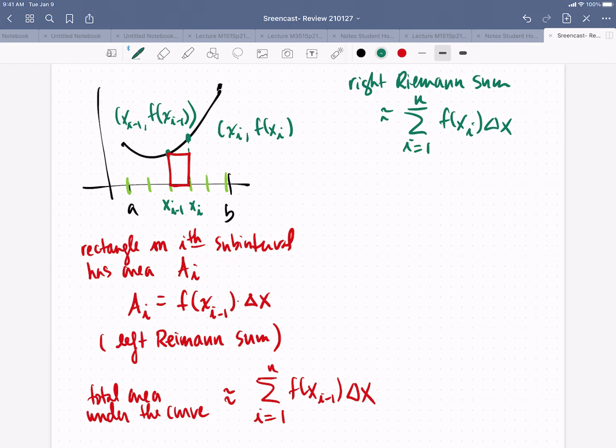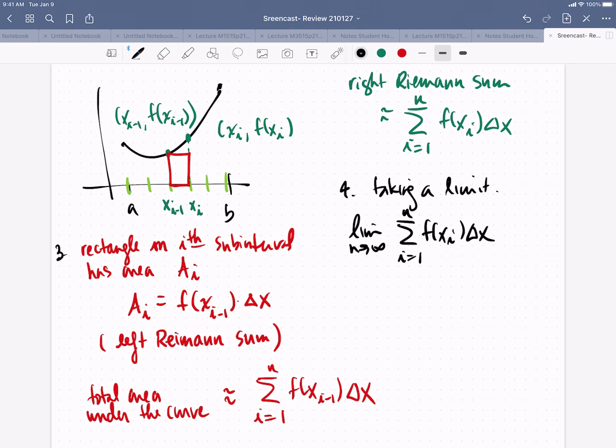So this process of building is important. It culminates with the last step. I think it's step 4. If step 3 was building the rectangles, step 4 is taking the limit. The limit, as n goes to infinity, the number of rectangles goes to infinity, of a Riemann sum is that. And this is exactly the definition of a definite integral. This is something calc students often forget, that this is the definition.